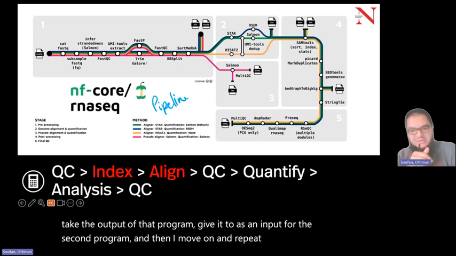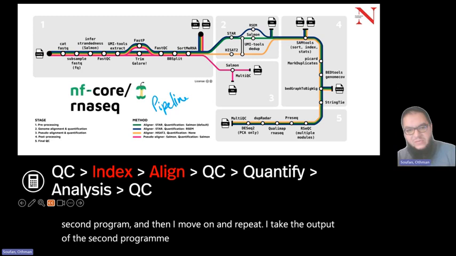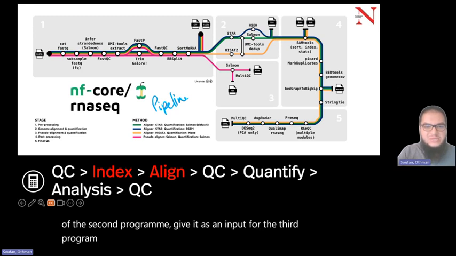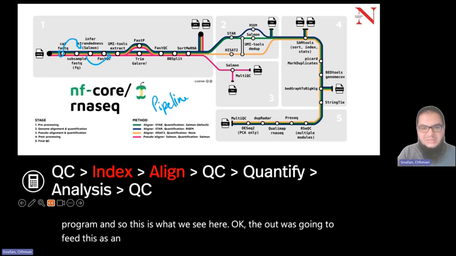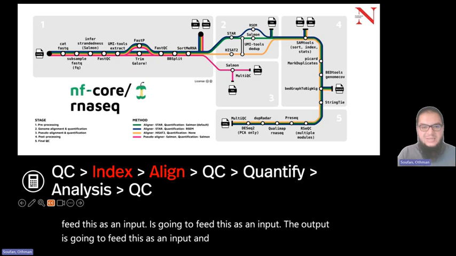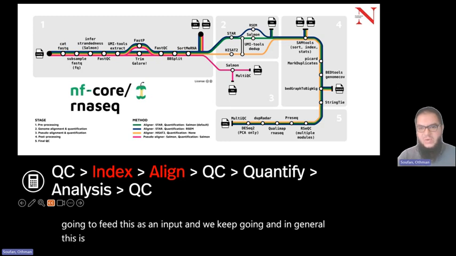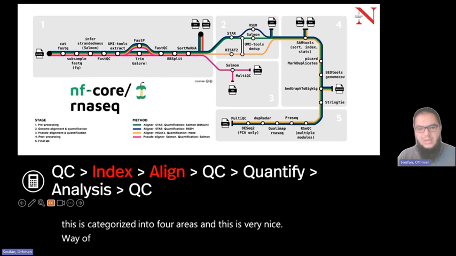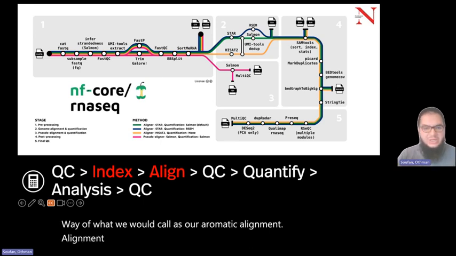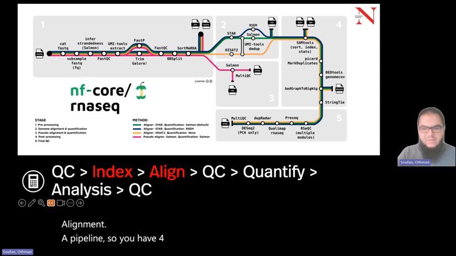I take the output of the second program and give it as an input for the third program. And this is what we see here. The output is going to feed this as an input, and the output of that is going to feed this as an input, and we keep going. In general, this is categorized into 4 areas. This is a very nice summary of what we would call an RNA-seq alignment pipeline. So you have 4 or 5 areas, right?